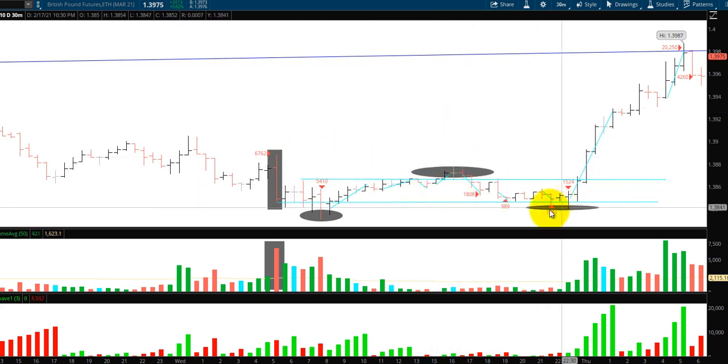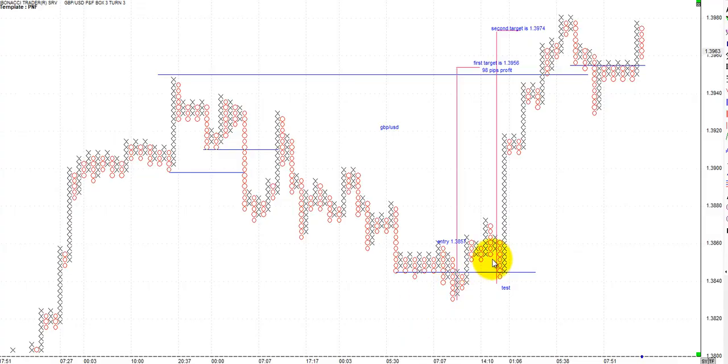I wait for the retests, and then of course I wait for my entry on my point and figure to confirm everything. The reason I use point and figure is to get a precise entry. I know where my stop loss is, and I always know where my targets are. Sometimes these trades will pay 98 pips, sometimes they'll pay 116 pips like today, and then I get trades like this on the pound dollar. They don't happen every day. They certainly do not happen every single day.